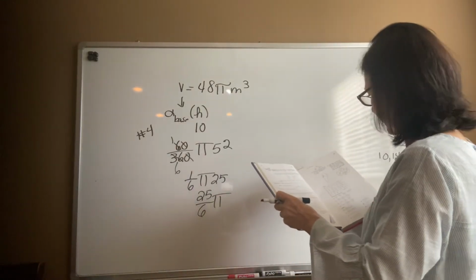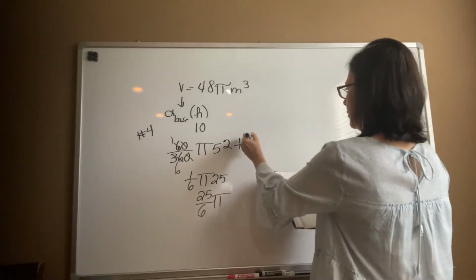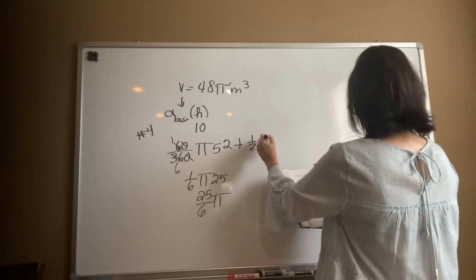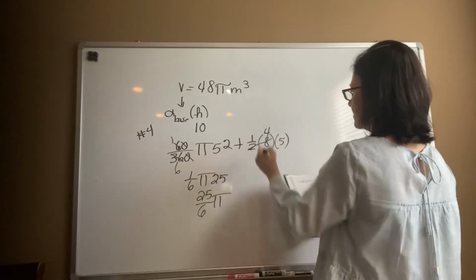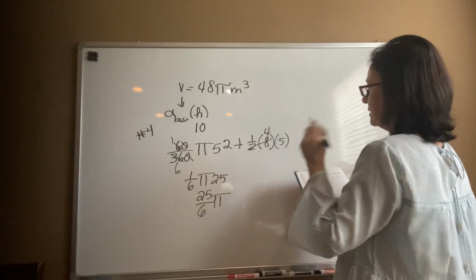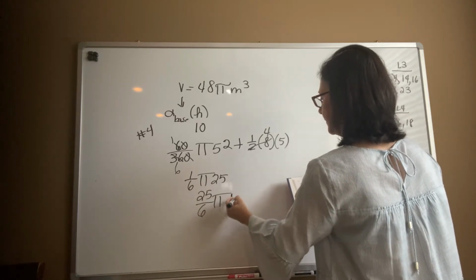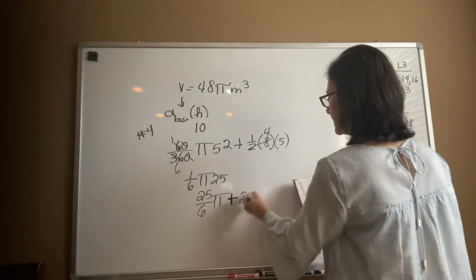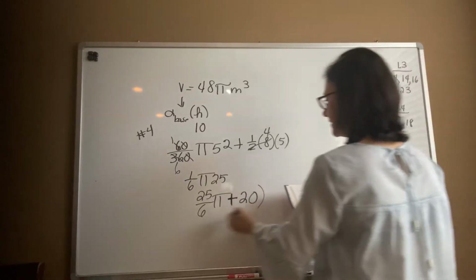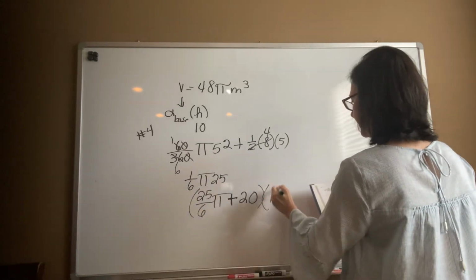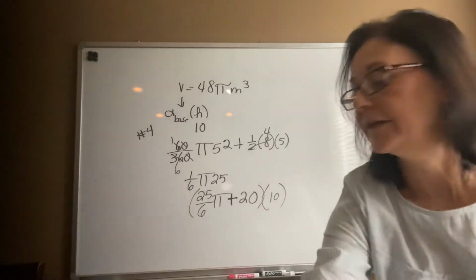All right, so that is the sector. Then we add to that the triangle, which is half of each of the legs multiplied. I'm going to take half of 8, which is 4. That's 20. So it's adding. So that's the area of the base. And we multiply all of that times the height. And so we distribute. We're leaving pi as pi.